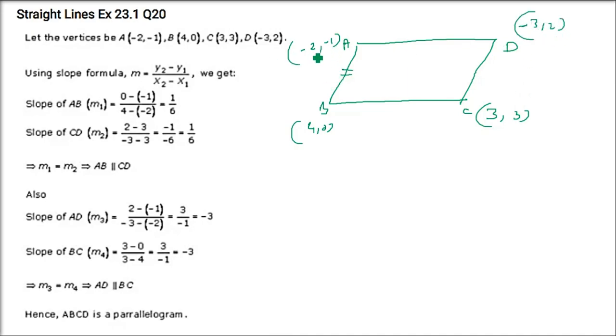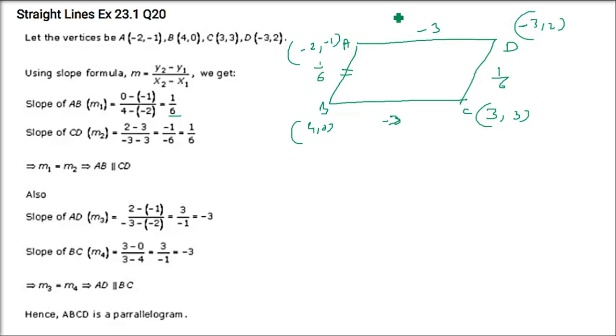So if AB, we'll try to find out the slope of AB, that is 0 minus 1 over 4 minus 2. Then we'll find out the slope of BC. It's going to come minus 3, and AB was 1 by 6. The slope of CD or DC is going to be 1 by 6. And now the slope of AD is going to be 2 minus 1 by minus 3 minus 2.